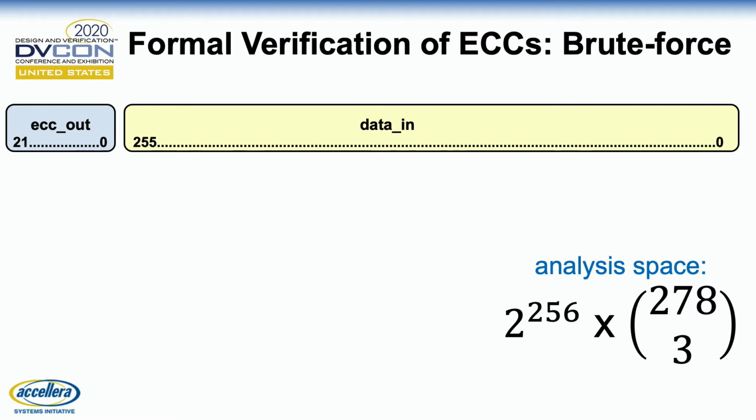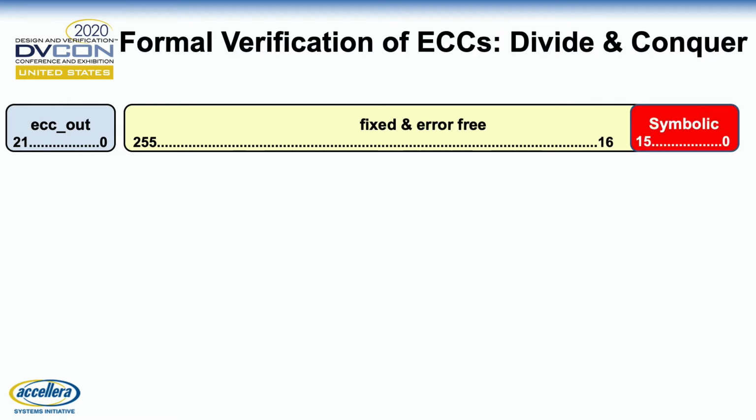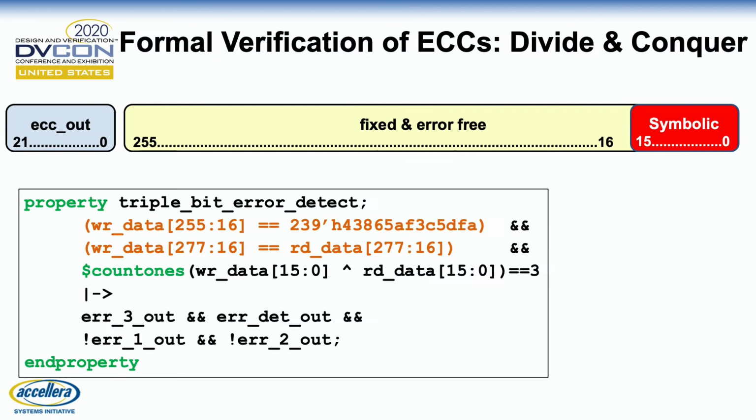So how did we do it? In the divide and conquer method, we have a data vector of 256 bits and 22 ECC bits. What we did was write a property which states that the first 240 bits of the data vector, which is denoted in the first line of the property, are constrained to a constant value.